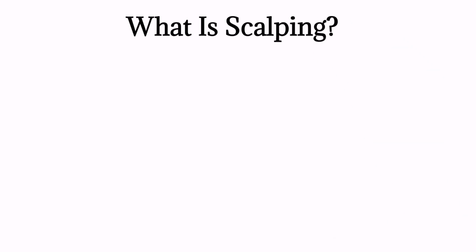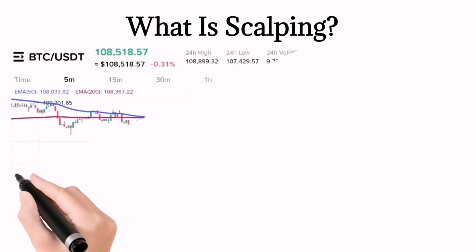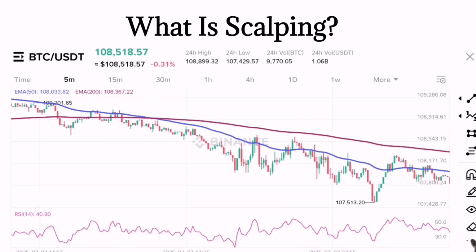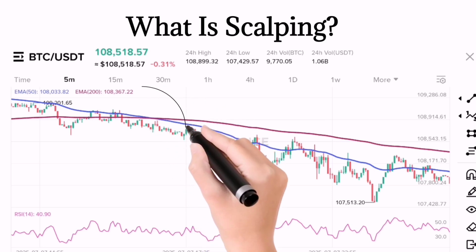Scalping is a trading method where you aim to make small profits from quick trades. The focus is not on catching big trends, but on entering and exiting the market frequently to capitalize on small price movements.